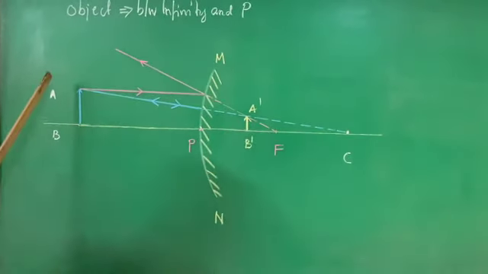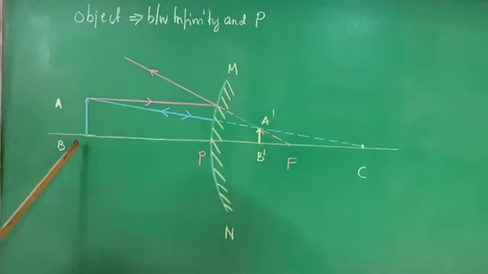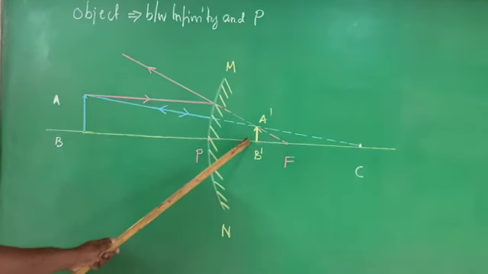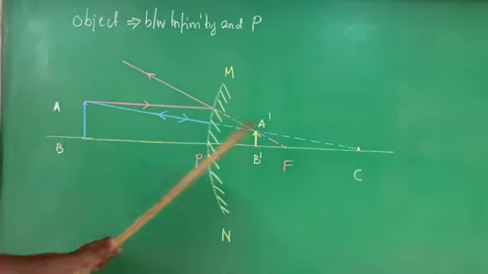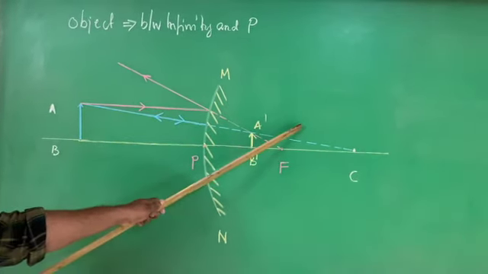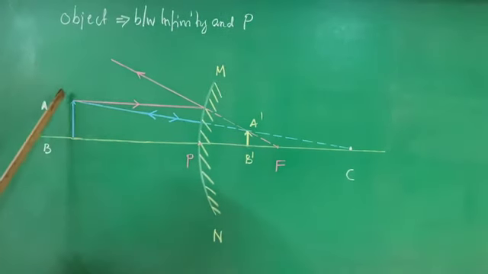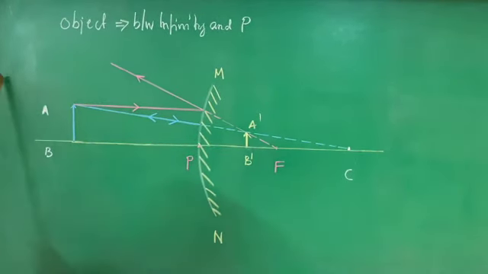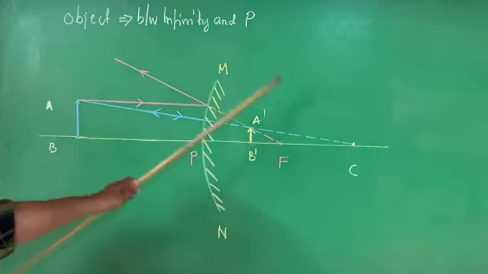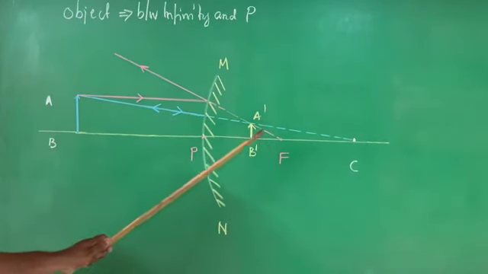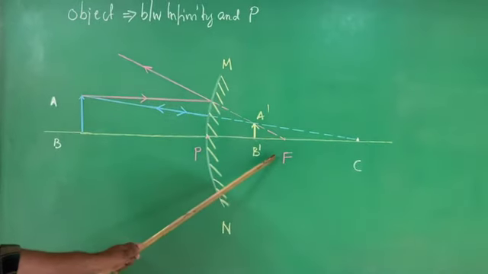See the size of the object. The object is bigger, the image is smaller. And the image is formed between P and F. But P and F is behind the mirror. Therefore, when the object is placed anywhere between infinity and P, the image is going to form behind the mirror between what is known as P and F.